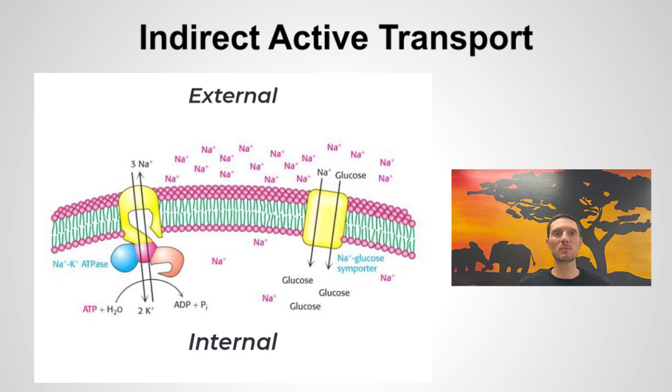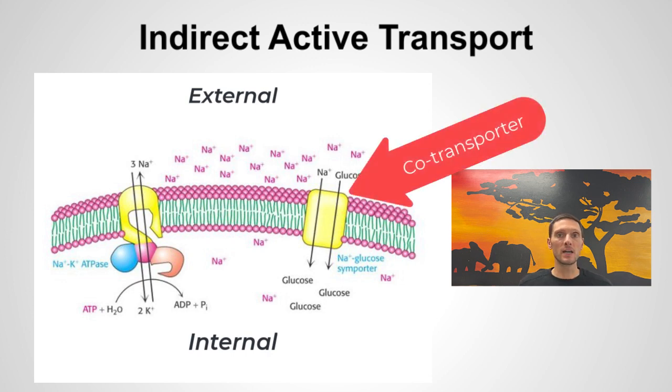It's also possible for some molecules to indirectly be transported against the concentration gradient as another molecule moves down the concentration gradient. And a good example of this is the sodium-glucose co-transporter in the kidney that's used to reabsorb filtered glucose from the blood. And so this co-transporter protein transfers both sodium and glucose molecules across the membrane into the cell.